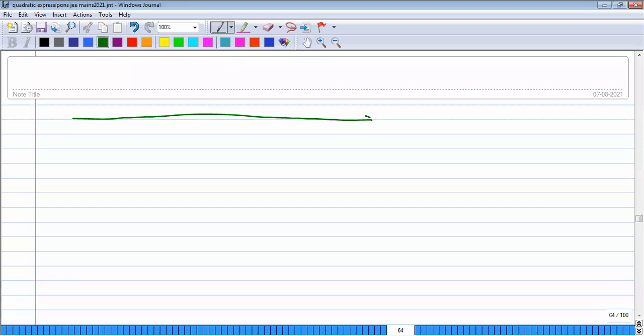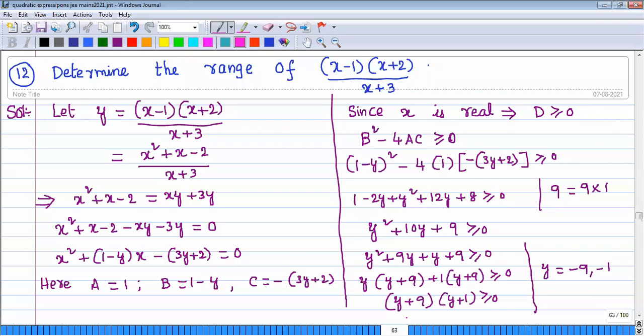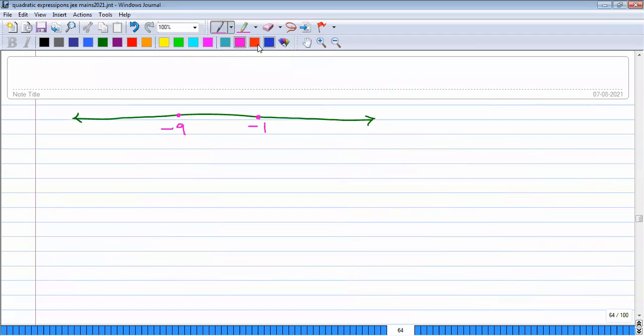On a number line, let us locate minus 9. So this is minus 9, and this is minus 1. Minus 9 is actually less than minus 1. Remember one thing: now check the coefficient of y square. The coefficient of y square is positive, so the wavy curve will be like this: plus, minus, and plus. But we need plus. Plus means from here to here, and also from here to here.